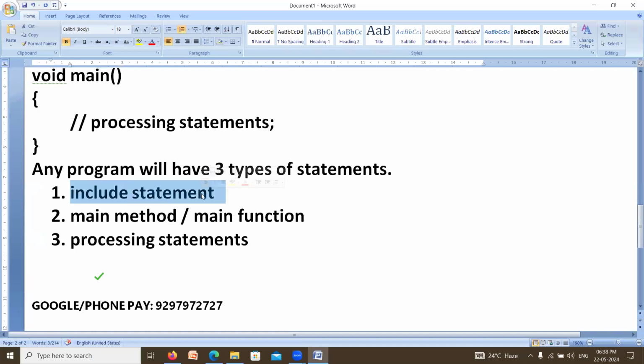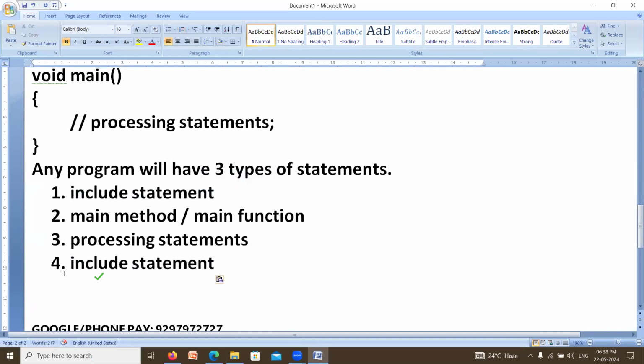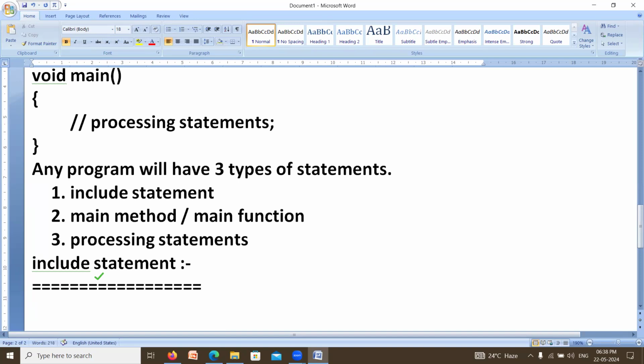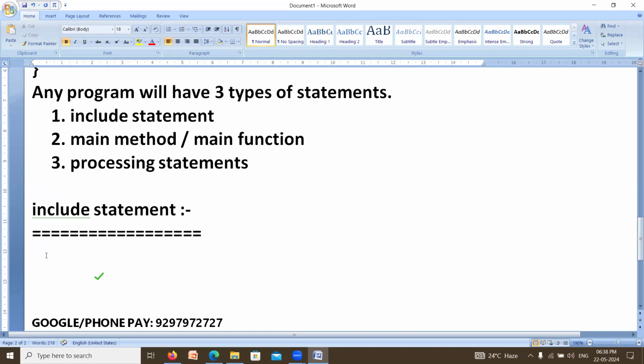My dear friends, first of all, what is an include statement? What is the meaning of an include statement? My dear friends, I want to construct a house. To construct a house, we require some bricks, cement, iron, and so on.